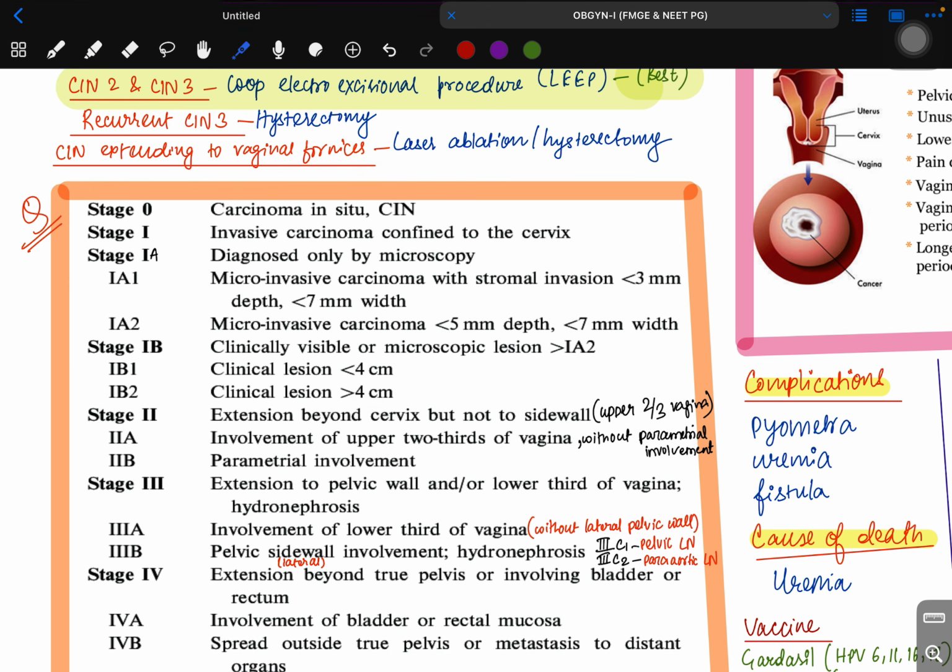Stage 2 is extension beyond the cervix but not to the side walls, that is, the upper 2/3 of the vagina. 2A is involvement of the upper 2/3 of the vagina without parametrial involvement. In 2B there is parametrial involvement.